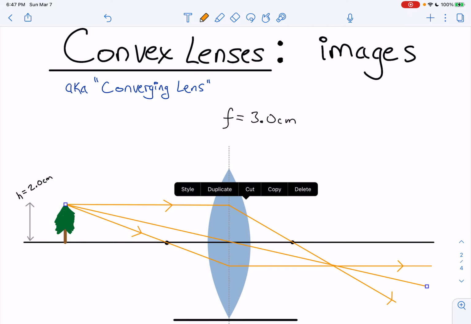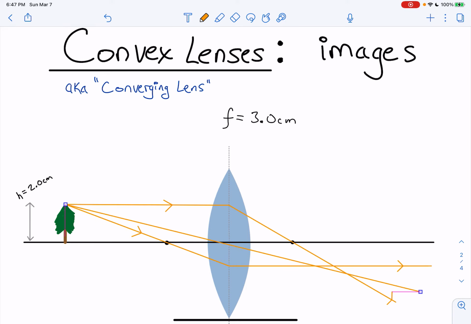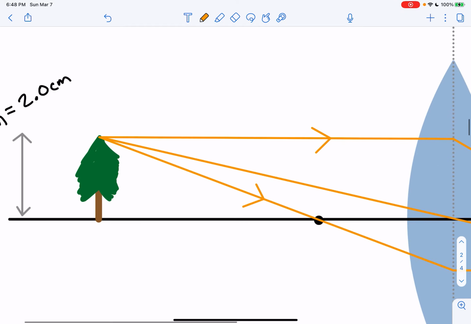And what you've hopefully noticed here is that these 3 rays all intersect at a single point. And this point is going to give us the location of the image, the orientation of the image, and the size of the image. I'm going to go and zoom in here and pick up my original object.